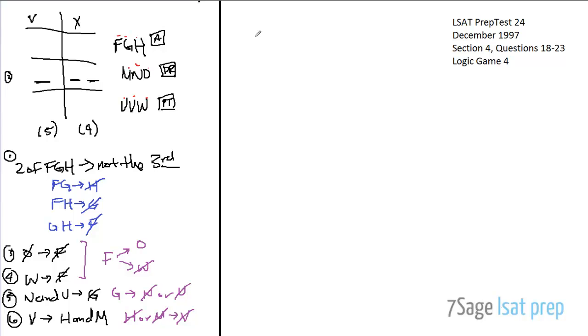Okay, so let's actually just go to the questions here. The first question is question 18. It's just going to be your simple process of elimination question. It's just asking you what could be the 5 treatments prescribed for a given case. So you just run through this rule by rule, right?